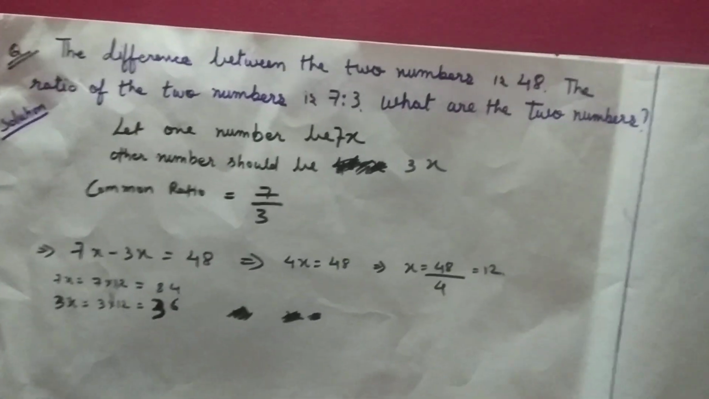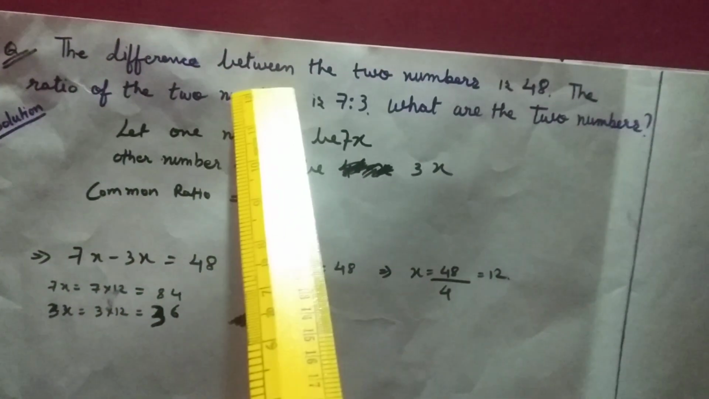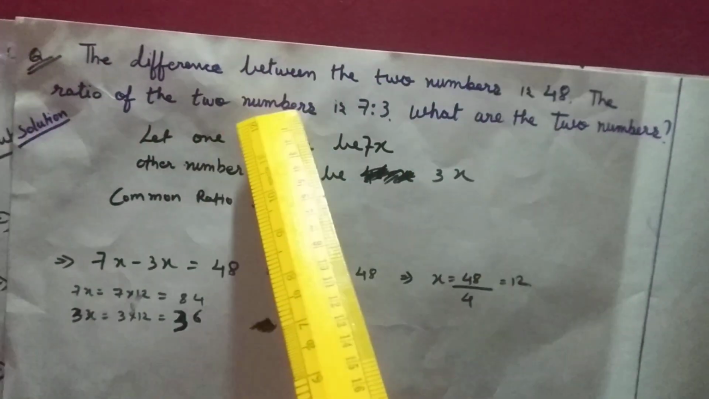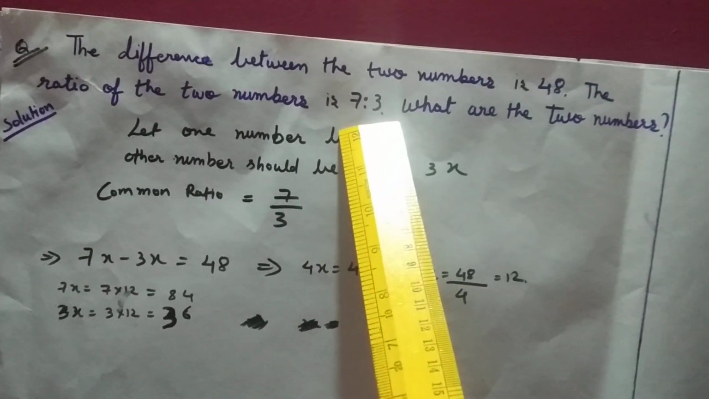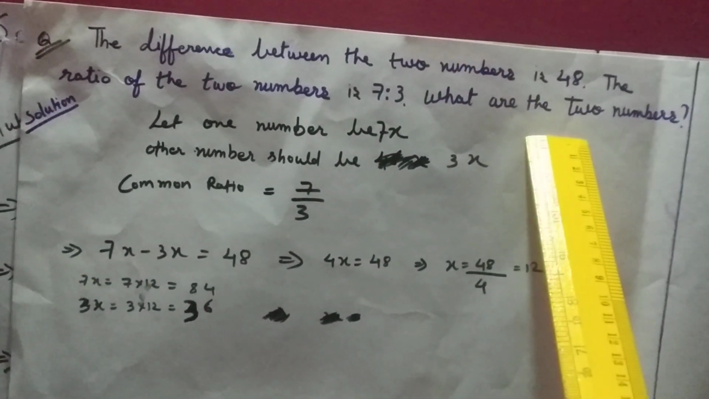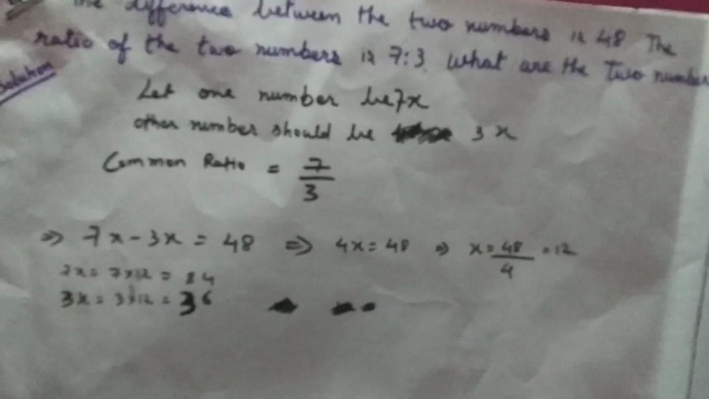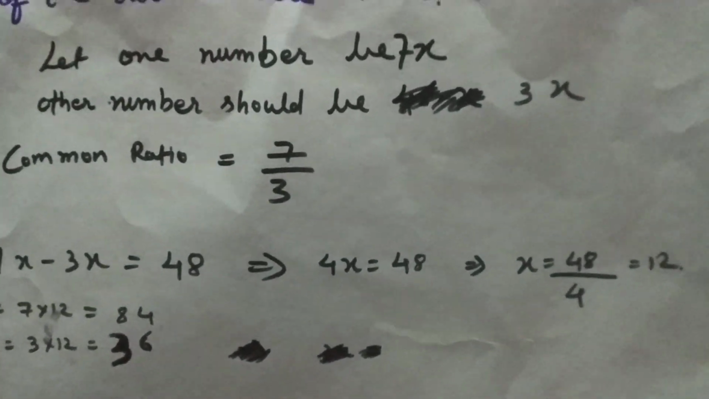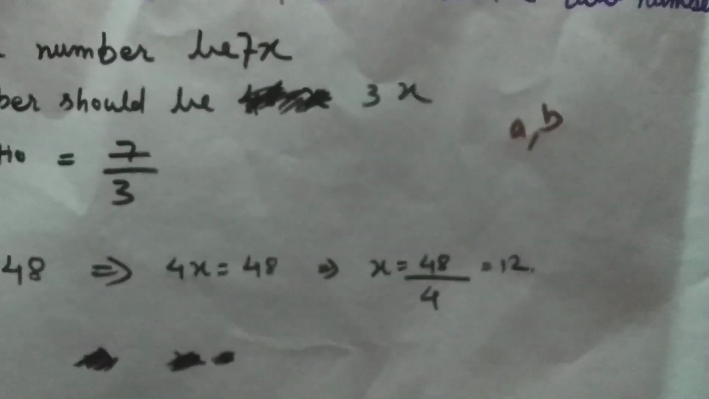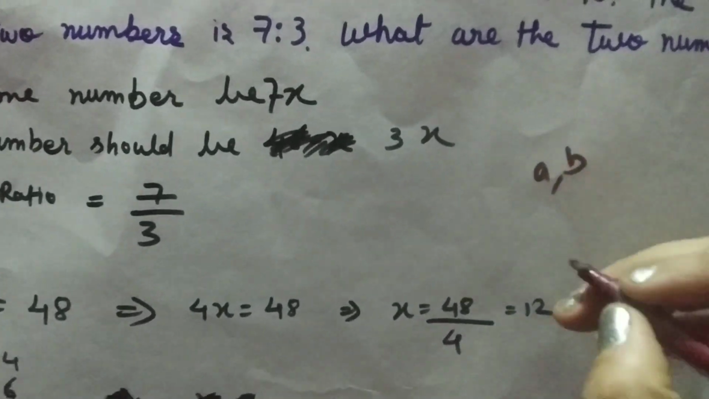The first word problem says the difference between two numbers is 48 and the ratio of those two numbers is 7/3. So we have to find the two numbers. In the question it is asked that there are two numbers, A and B, whose ratio is 7/3.